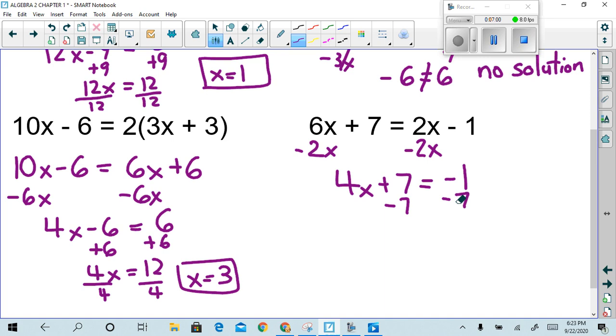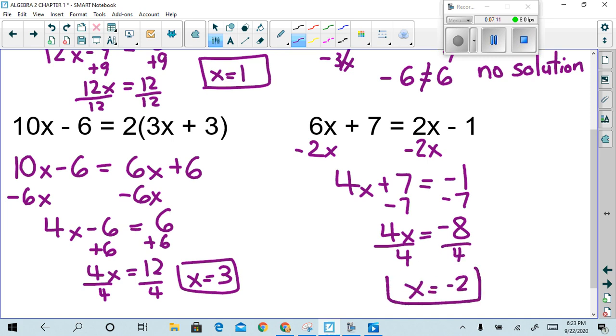Let's subtract 7. I'm throwing in some of those negatives again, just to refresh your memory. When you divide and the signs are unlike, you get a negative. So you've seen now 8 more examples of these problems, and hopefully it's starting to fall into place.